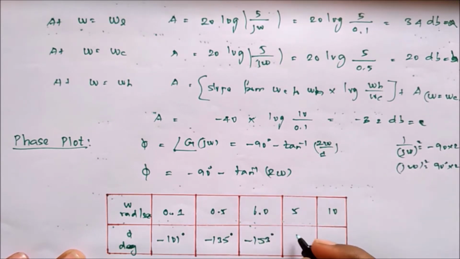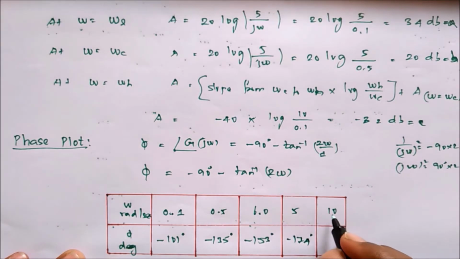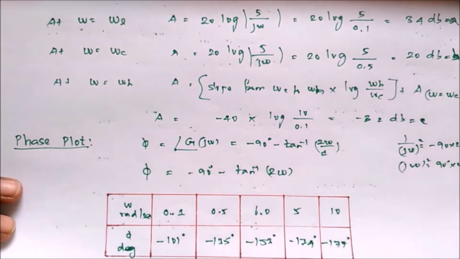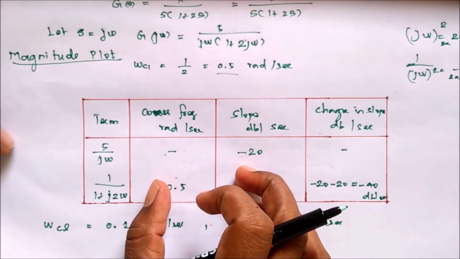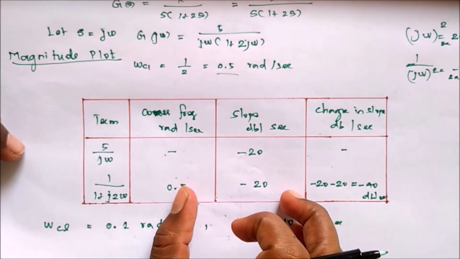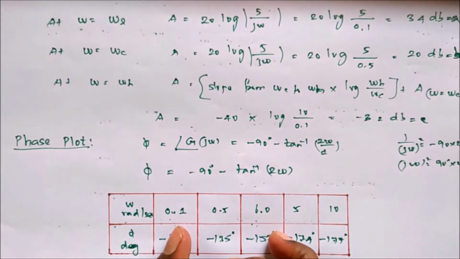Similarly, for omega equal to 5, we will get minus 174 degree. When omega equal to 10, we will get minus 177 degree. So this is the tabulation for drawing the phase plot. Next, by using the magnitude plot tabulation, we can draw the magnitude plot. By using the phase plot tabulation, we can draw the phase plot.